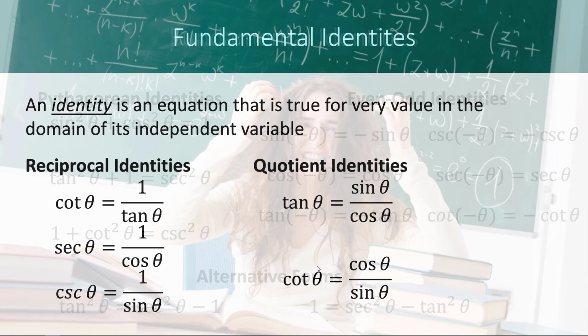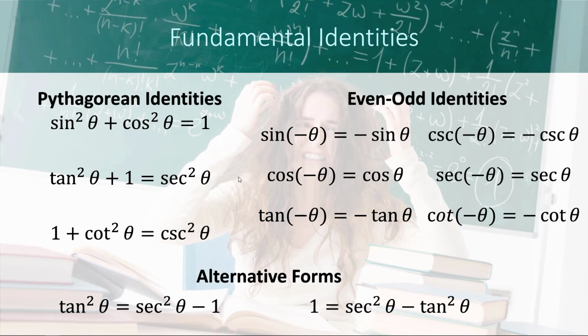The other identities that we presented in the first part of chapter 5 were the Pythagorean identities, where we had sine squared plus cosine squared is equal to 1, and we had tangent squared plus 1 is equal to secant squared, and we had 1 plus cotangent squared is equal to cosecant squared, and those can all be derived by starting with the equation x squared plus y squared is equal to r squared, and if you divide everything by r squared, you get this one. If you divide everything by x squared, you get this identity, and if you divide the entire equation by y squared, you get this identity.